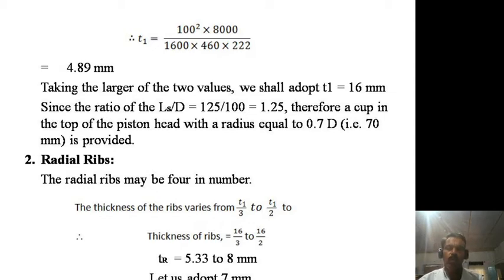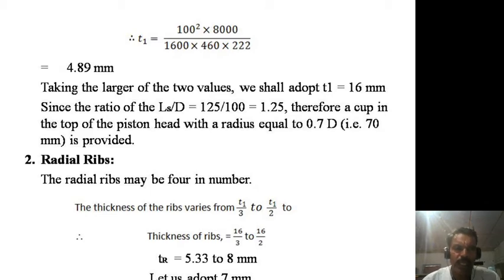After finding the T1 value on the basis of heat dissipation, we have two values: T1 on the basis of strength, that is 16 mm, and T1 on the basis of heat dissipation, that is 4.81. Now we have these two values, but the higher value should be taken into consideration. Among these two, T1 equal to 16 mm is the highest value. Therefore T1 is equal to 16 mm. The thickness of the piston head is equal to 16 mm, and it should be adopted.